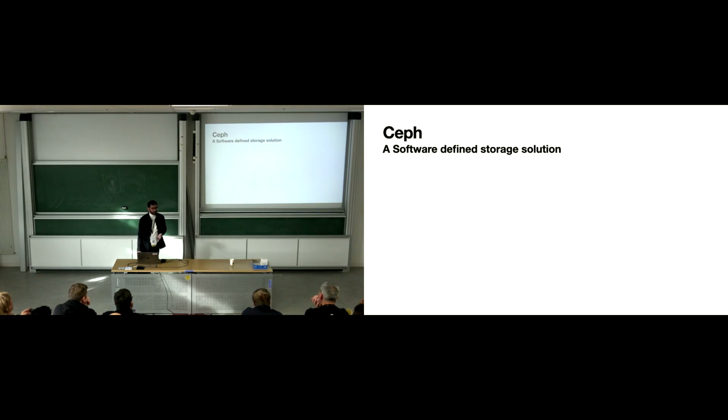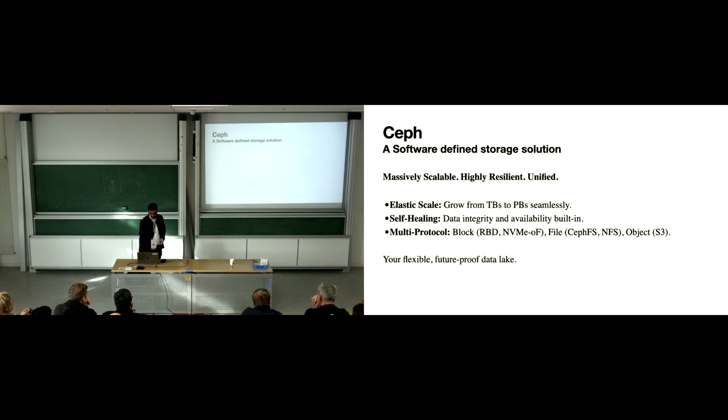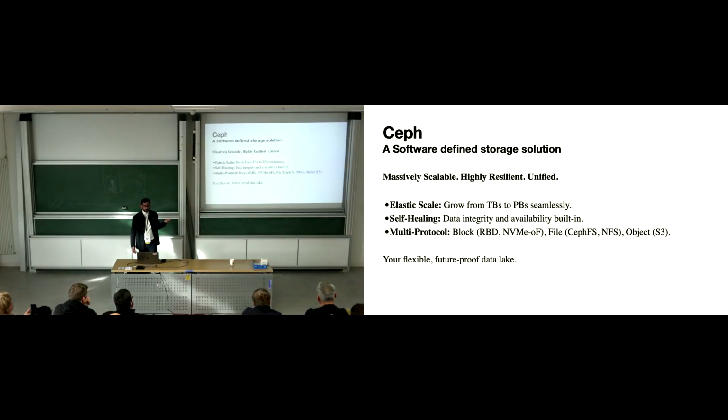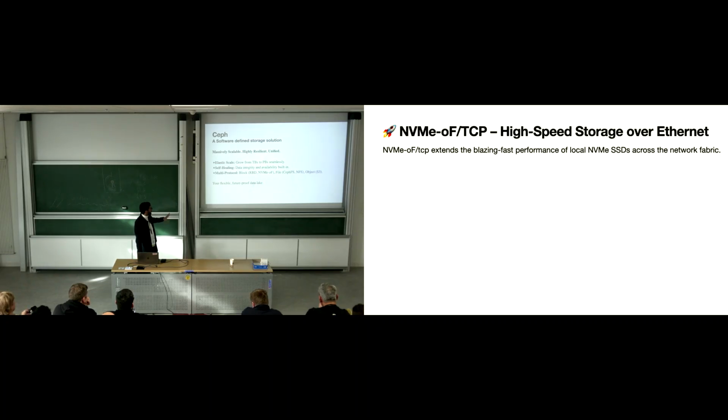So Ceph is a software-defined storage solution which is massively scalable. You can increase capacity from terabytes to petabytes very quickly. It's also self-healing, it maintains data integrity by itself, and there is a replication feature as well. And it supports multiple protocols. You can have block for RBD and NVMe-oF also, file for CephFS or NFS, and object storage. So in an MLOps pipeline, where you have three types of storage, you can use Ceph to support all of those in a scalable fashion. So that's the basics about Ceph.